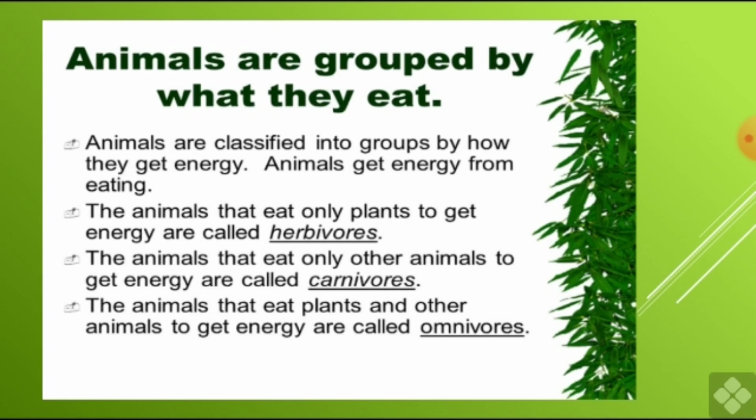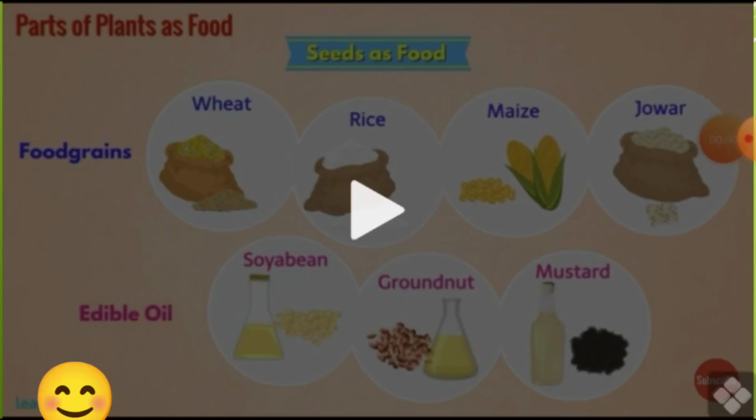So we're going to quickly summarize now. The animals that eat only plants to get energy are called herbivores. The animals that eat only animals to get energy are called carnivores. The animals that eat plants and other animals to get energy are called omnivores. I have a small video for you students. Please do watch it for a better understanding of the topic.